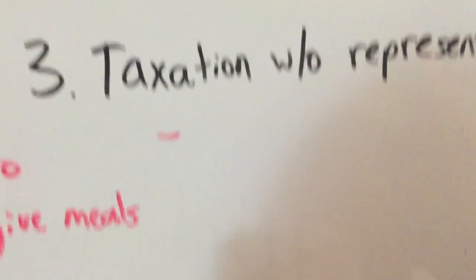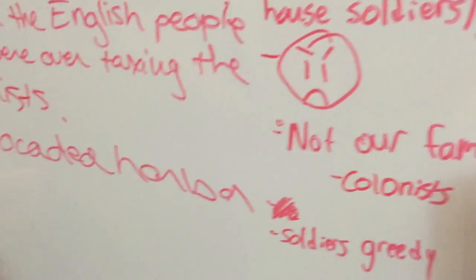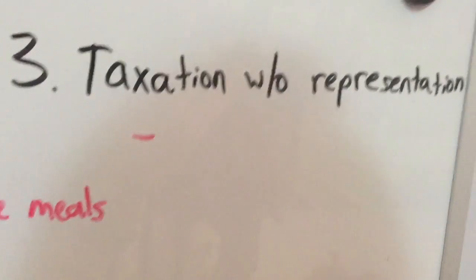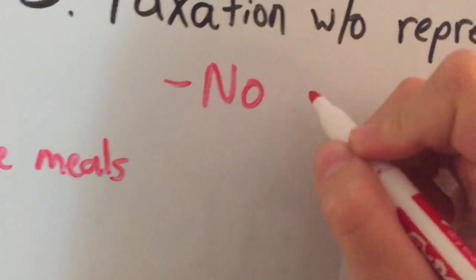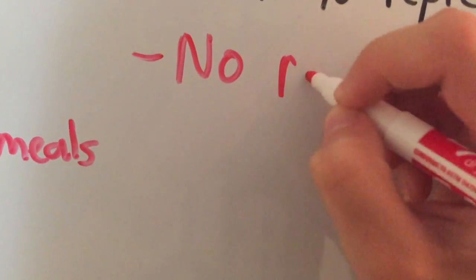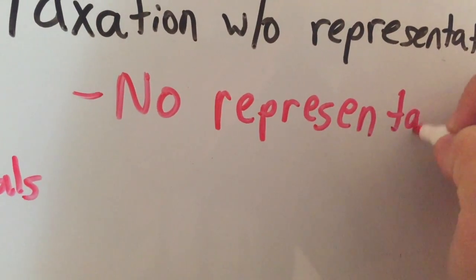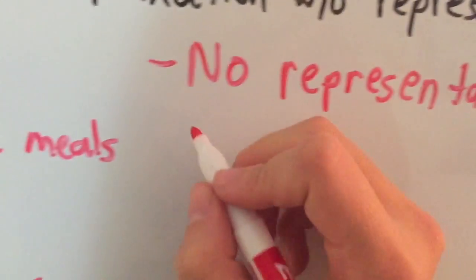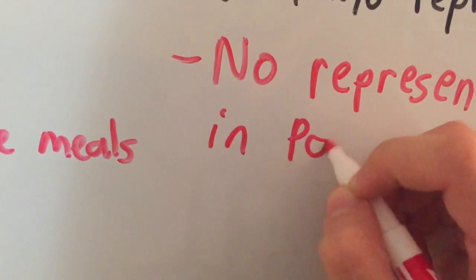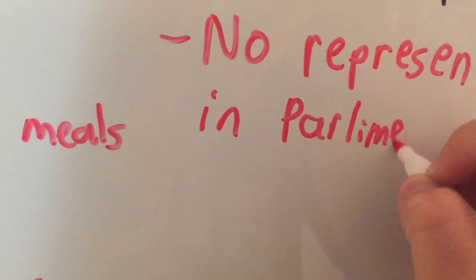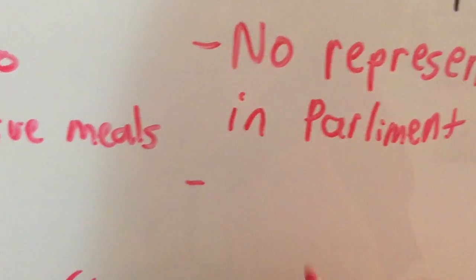Okay, the next point, in my opinion, is the most important point because it's what started the other 2 points in the first place. And this is taxation without representation. You see, the British people actually had this thing called the Parliament, which is basically like the Congress in the United States. And nobody from the colonies was elected to this Congress. So they were basically getting taxed, and they weren't allowed to make decisions on what was getting taxed and how much it was getting taxed.